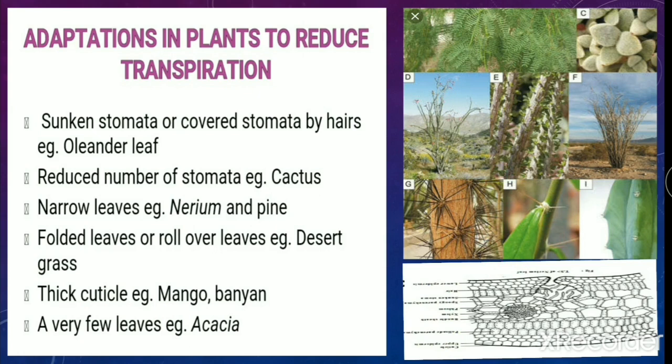And mango and banyan have a very thick layer of cuticle. That waxy layer will also prevent and lower the rate of transpiration. So these are some of the adaptations which can be seen to reduce the rate of transpiration.